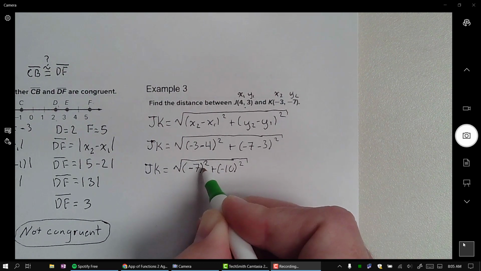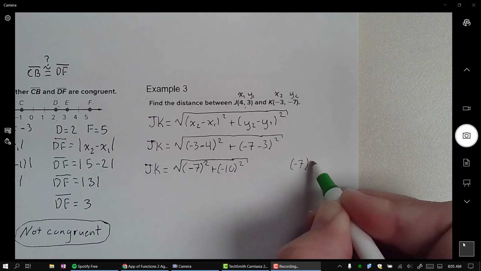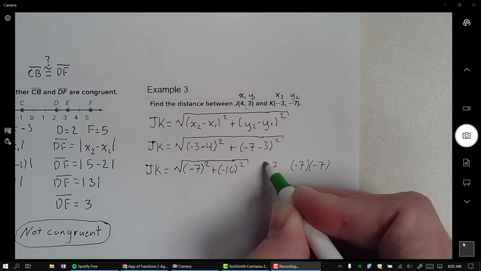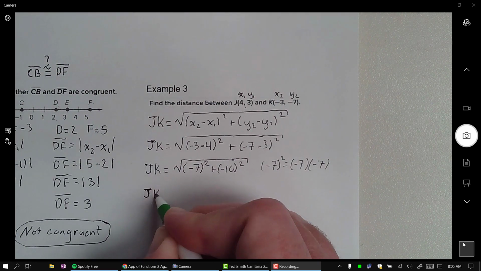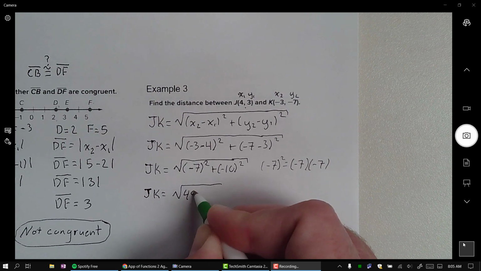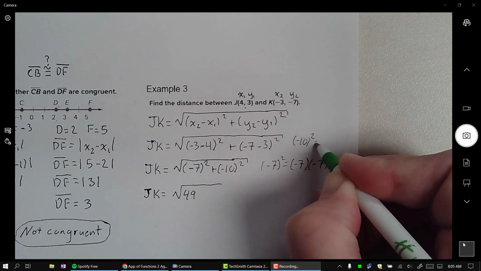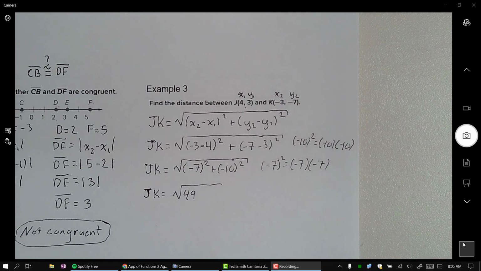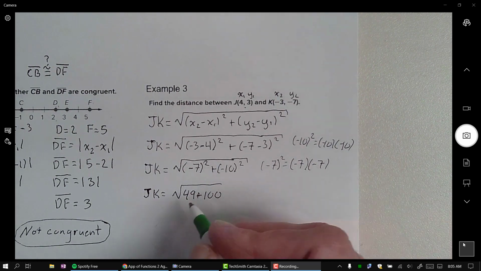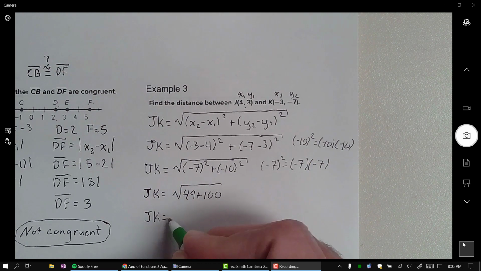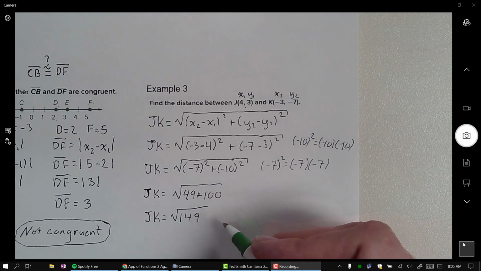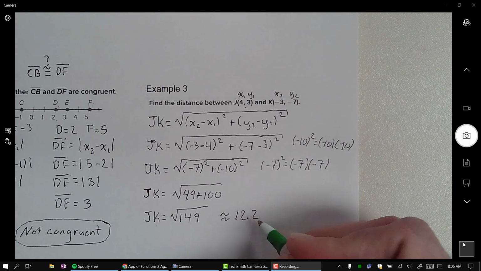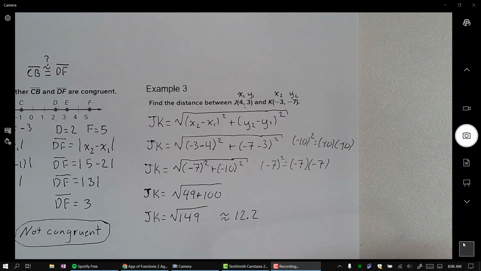So now we'll apply this. Negative 7 squared means negative 7 times negative 7. That's going to give me positive 49. And negative 10 squared equals negative 10 times negative 10. Well, negative 10 times negative 10 is 100. Add these two together. So we get JK equals the square root of 149. And if I type that into my calculator, I'll get about 12.2. So if I multiply 12.2 times 12.2, I get roughly 149. It's not going to be exact. That's why I have the approximation right there.